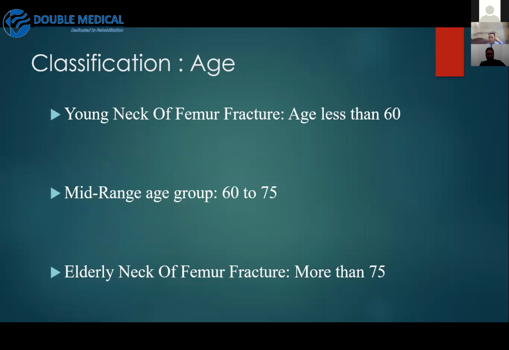When we classify by age, there are various studies which say varying ages, but generally we take young neck of femur fracture as less than 60, or some even say 55, mid-range between 60 to 75, and elderly neck of femur fractures more than 75. This is because there is a difference in the management options.